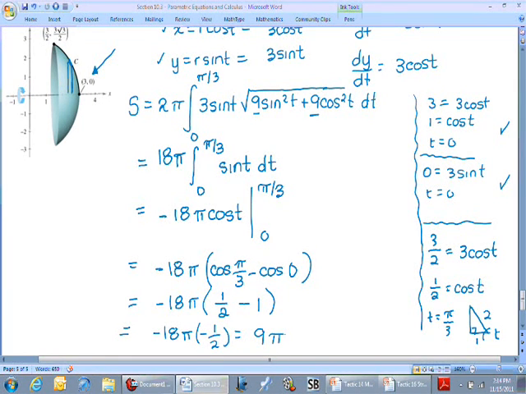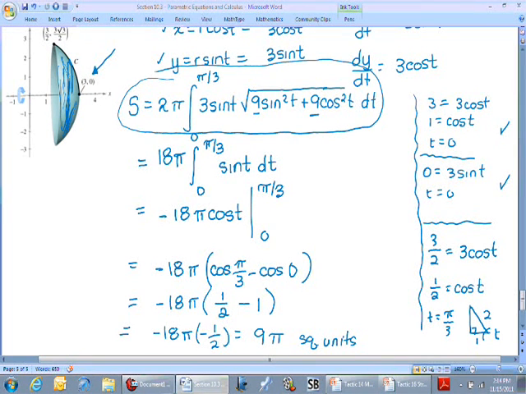9 pi, we don't really have a unit to attach to this. We could say square units if we wanted to be precise. But that essentially will tell you exactly how much space is occupied by the outer part of that figure once it's revolved around the x-axis. Of course, you could easily take this particular integrand that you have right up here, and it could be entered into any type of graphing calculator that would accept numeric integration, and you could see that the answer would indeed be 9 pi.